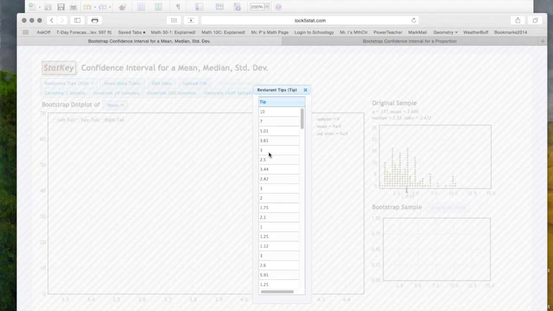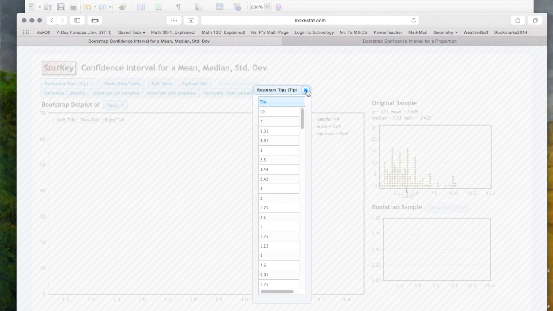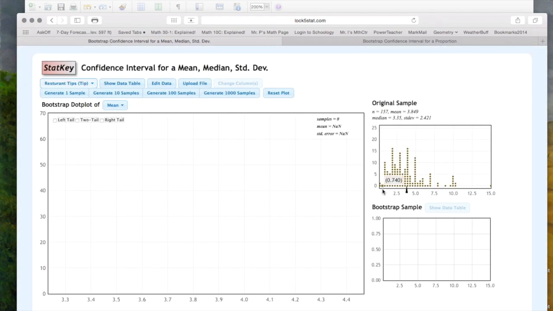randomly from all the tips that the waiter or waitress worked on for maybe the month or maybe for the entire year. So this is our original sample, and from that sample we're going to get bootstrap samples. There's 157 random tips that were taken. The average tip was $3.85.